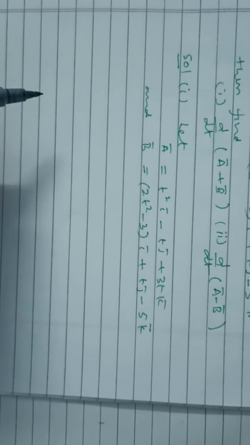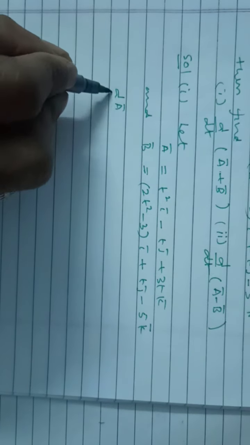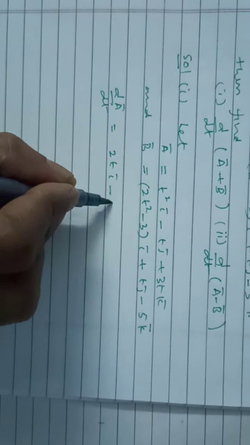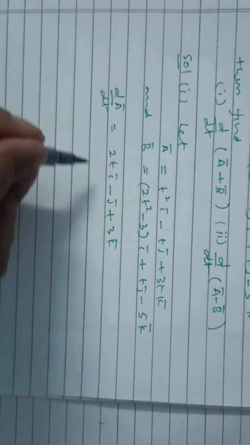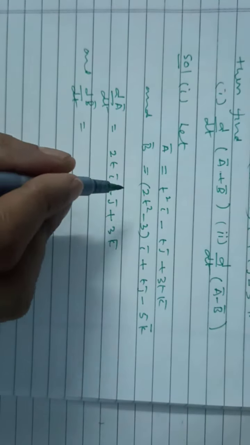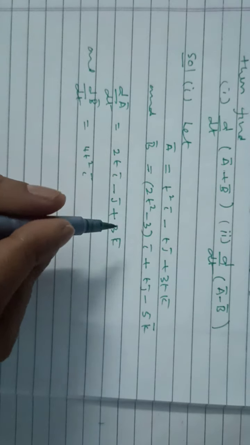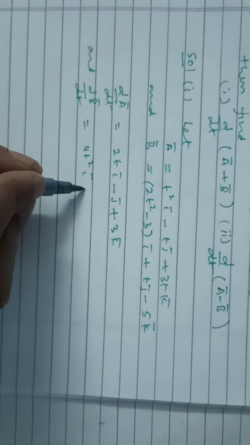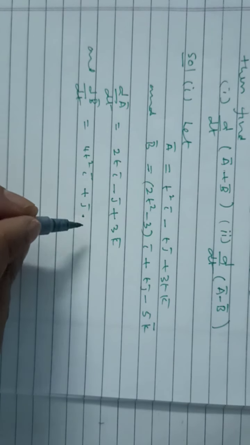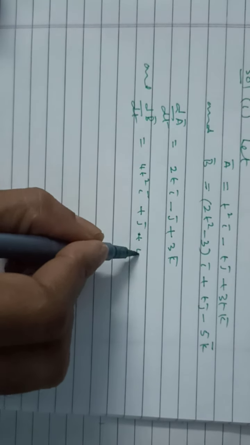Next, dA bar by dt is equal to 2t i bar minus j bar plus 3 k bar, and dB bar by dt is equal to, so b bar can be differentiated with respect to t, that is 4t i bar, minus 3 is constant so 0, plus j bar, and there is no t in the k term, so it is plus 0.